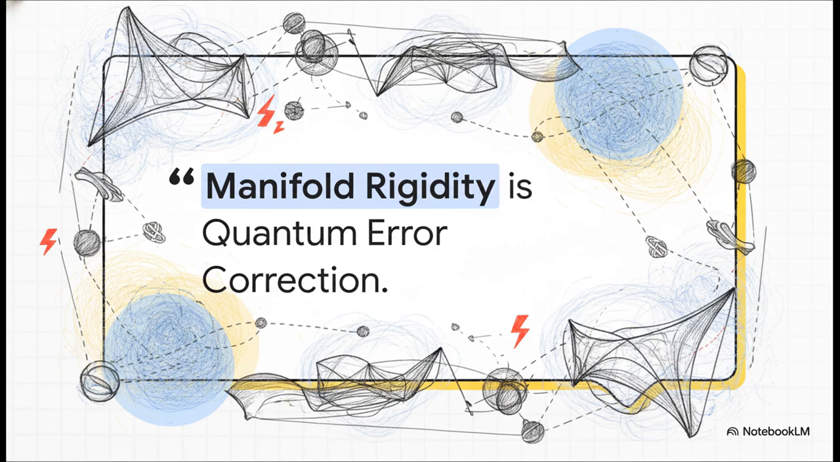The large-scale universe doesn't tear under extreme stress. And it's not holding together by chance. It holds together because it is actively running a homological assembly error-correcting code. Manifold rigidity literally is quantum error correction.